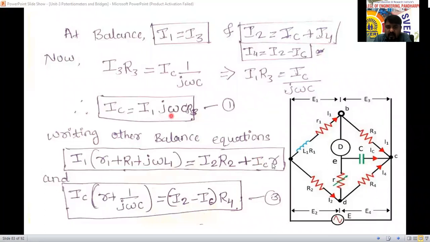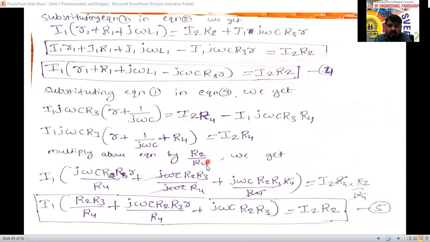I1 j omega C R3 into this R here. You substitute here now. That one only we are going to take in the next slide. Substituting equation number 1 in equation number 2: the LHS is the same, and the RHS I2 R2 will be the same. In the place of IC I will substitute I1 j omega C R3. I1 j omega C R3 I have substituted here.